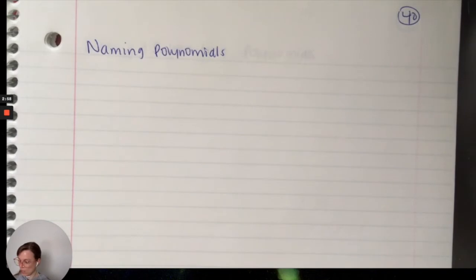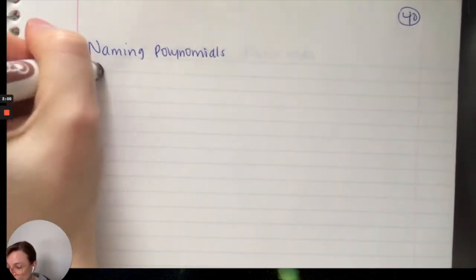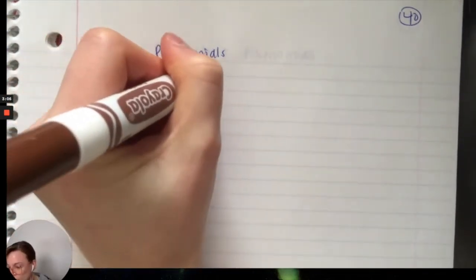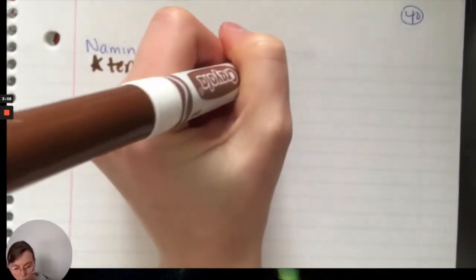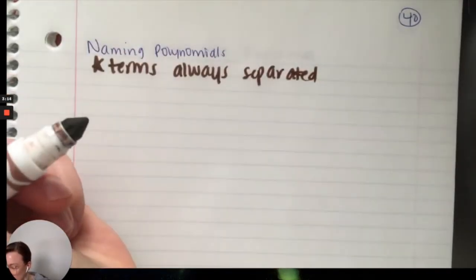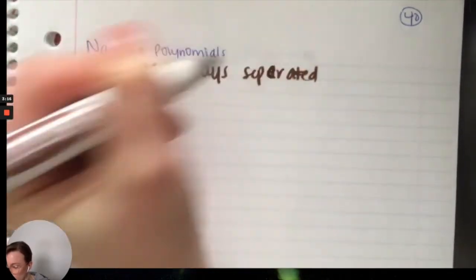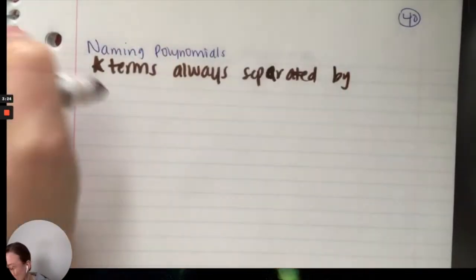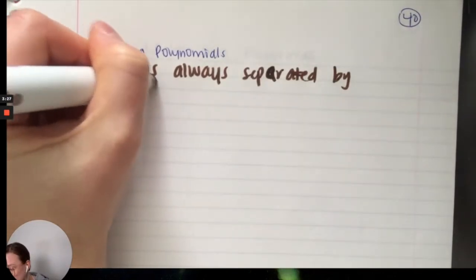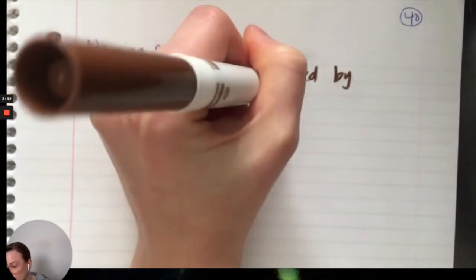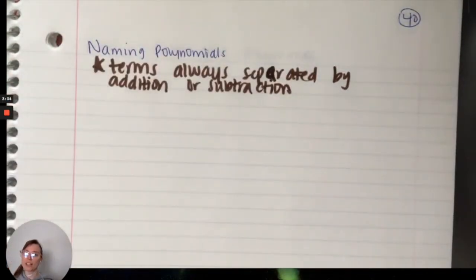Okay, so naming polynomials. So just a refresher, terms are always separated. I think I spelled that right. Separate. I don't remember anymore. I think there's an A. I fixed it on my paper, so I think it's an A. By addition or subtraction. And you can go further and say that terms are always separated by addition.